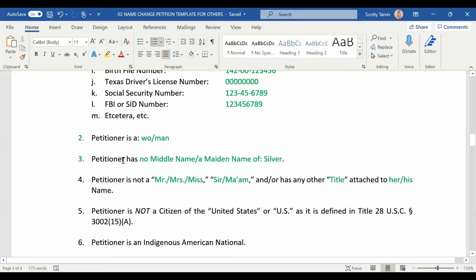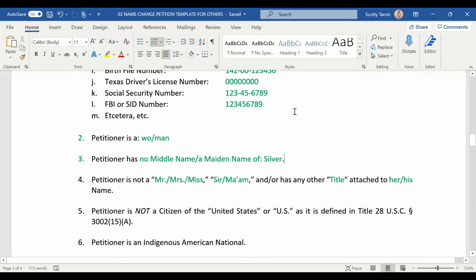Petitioner is a woman or a man. Petitioner has no middle name or has a maiden name of whatever your maiden name is. Mm-hmm. So for the feminine gender, your middle name is your maiden name. Okay. So whatever you were born with, that's going to be your middle name. If your name is Marilyn Monroe Doe, Doe would be your maiden name, and you got married to DiMaggio, your first name would be Marilyn Monroe. Doe would be your middle name. DiMaggio would be your surname, your last name. Okay, so in my case, I would put my first and middle was Deborah Ann, and then my maiden name is Bertrand, and then my last name is Duzinski.